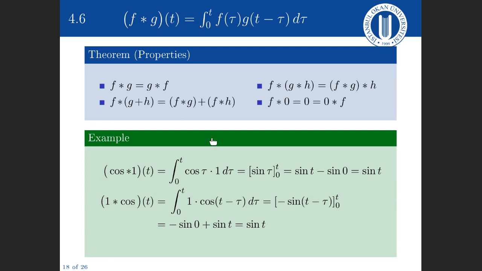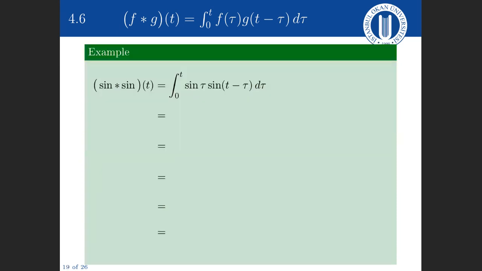There's one more thing to notice in this example. Cos convoluted with 1 is not cos. 1 convoluted with cos is not cos. In general, a function convoluted with 1 is not the same as the function. So not quite the same as multiplication. Another example, let's suppose we want to do sine convoluted with sine. That's the integral from 0 to t of sine tau times sine of t minus tau d tau.